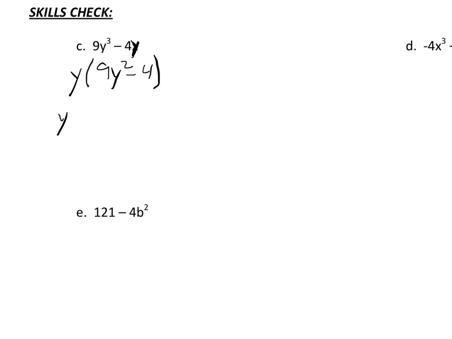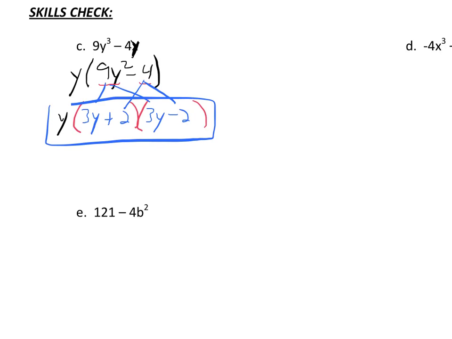Now, in looking at that, I have 9y squared, which is rootable. I have 4, which is rootable, and they're being subtracted. So they are a difference of two squares, which means I can factor them. So the first term gets rooted, and we write that in the first position of each parentheses. The second term gets rooted, write that in the second place of each parentheses, and again we have to make sure we have different signs so they can be considered conjugates, and that's factored.